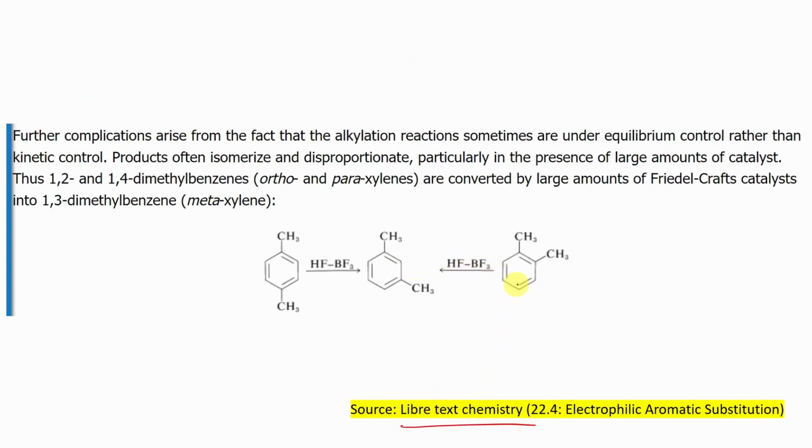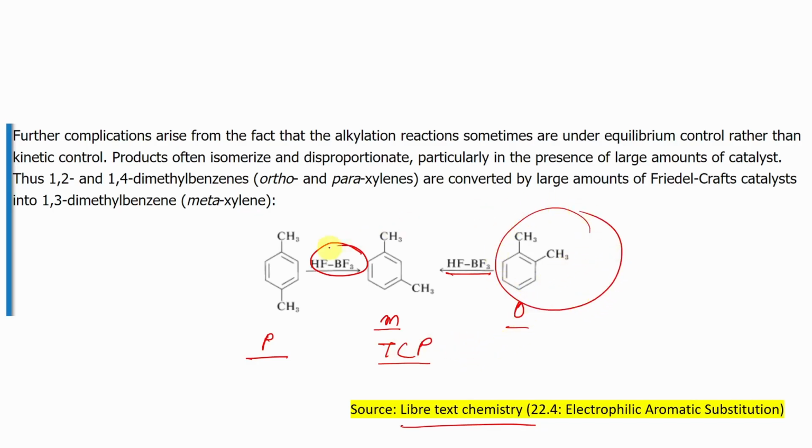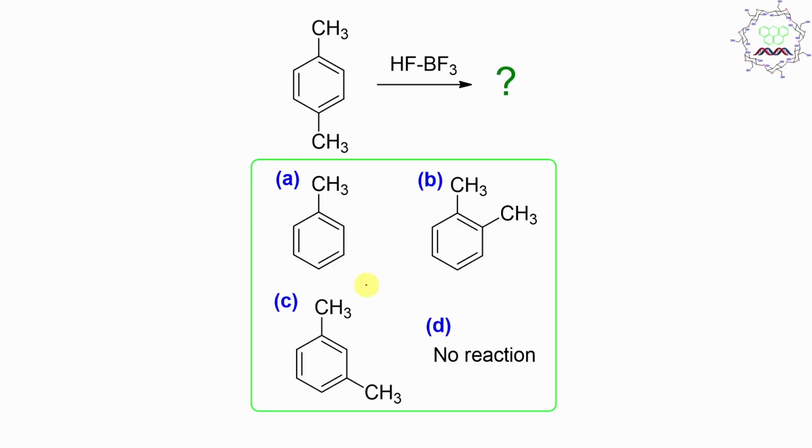Now here you can see, if you take orthoxylene or paraxylene both, and if you treat them with this HF and BF3 mixture, they ultimately end up with this meta isomer which I called TCP, thermodynamic control product, or most stable product. And by the way, these kinetic ones, the ortho and para isomers, are relatively more electron rich, that's why more reactive. So here the answer of today's discussion is option C.